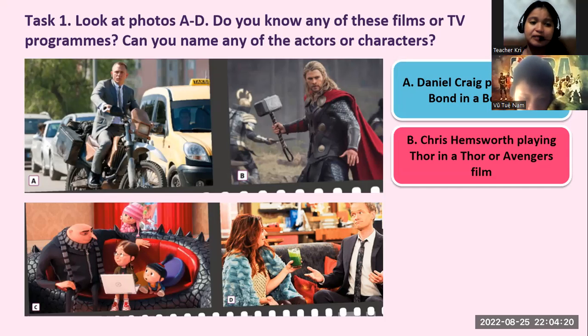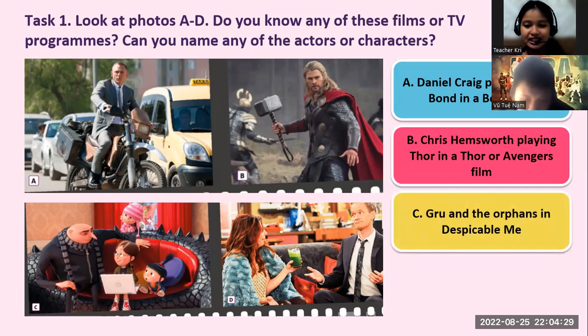So don't forget that picture A, it's Daniel Craig. Picture B, it's Chris Hemsworth. And picture C, it's Guru. Okay, so picture C is a cartoon. Do you see that man wearing black who has a very long nose? Can you see him in picture letter C? Yes. Okay, so that is Mr. Guru. And the three children are the orphans. So the title of the movie is Despicable Me.